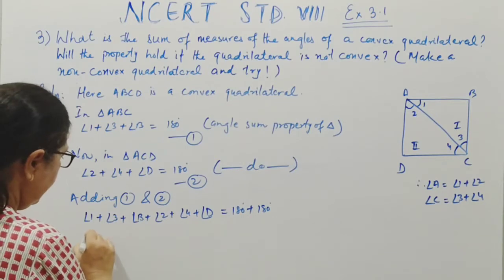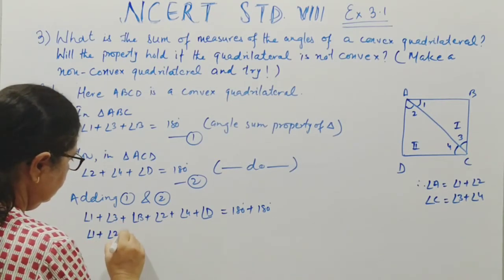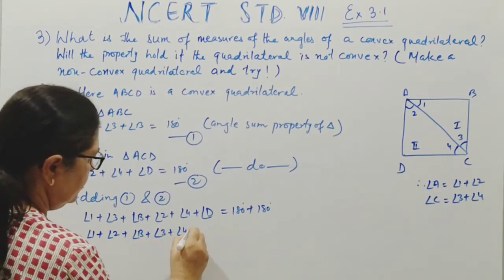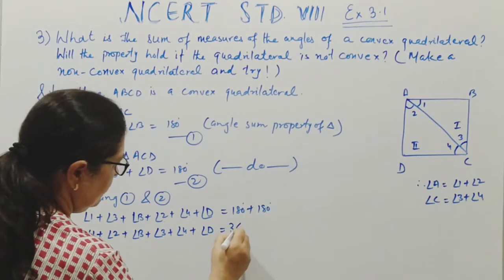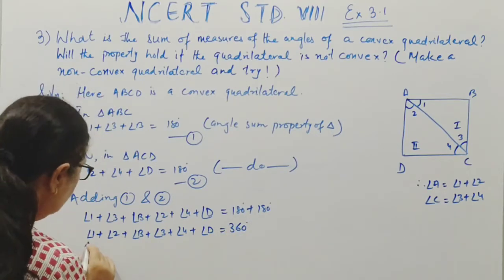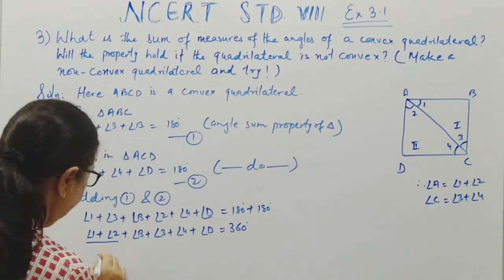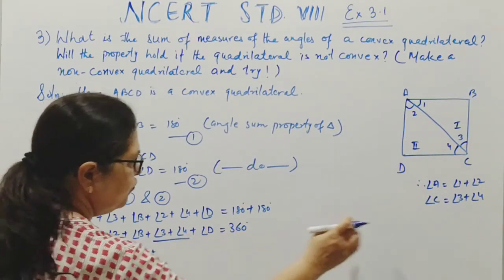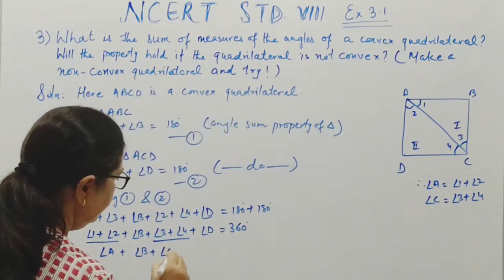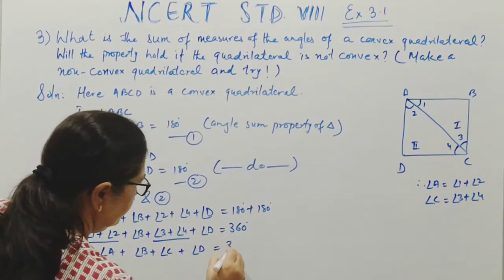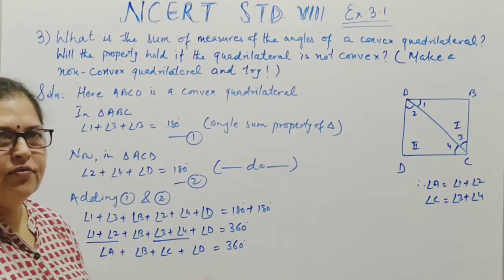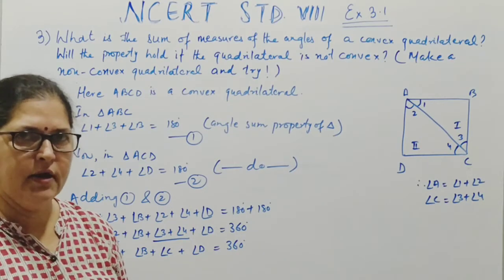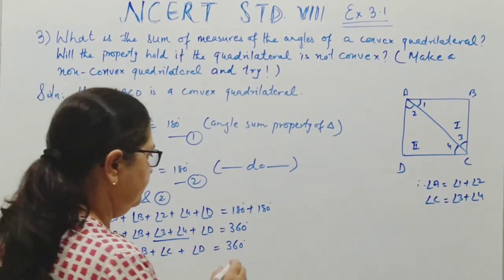Now we'll write angle 1 and 2 together, and angle 3 and 4 together. Angle 1 and 2 together make angle A. Angle 3 and 4 together make angle C. Now here we have proved that the sum of all the four angles of a convex quadrilateral is 360 degrees.